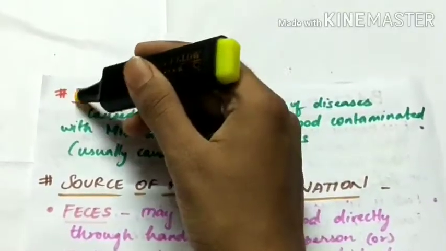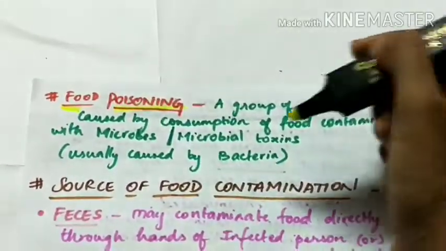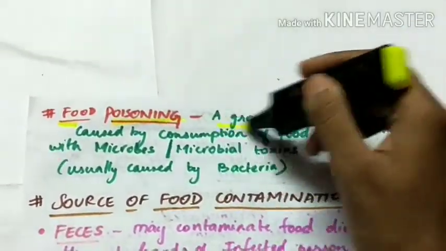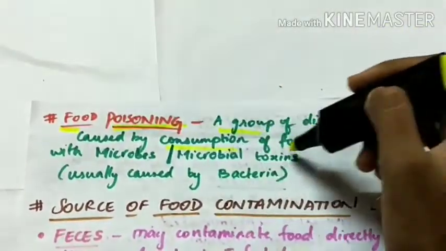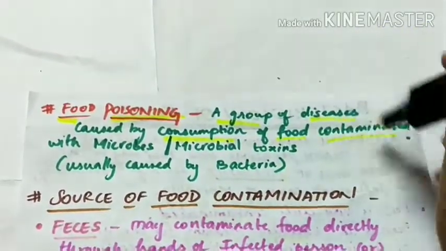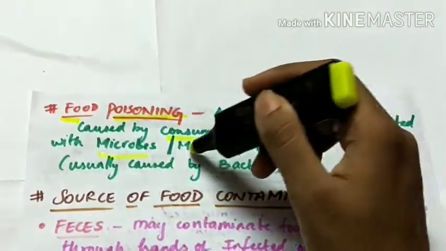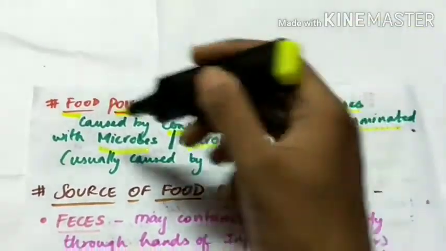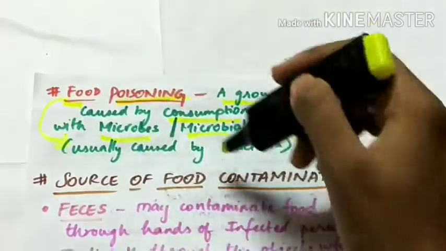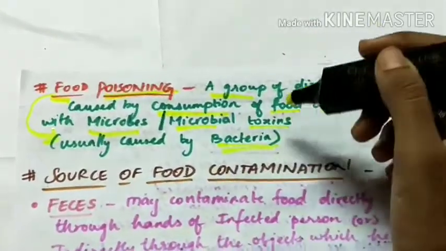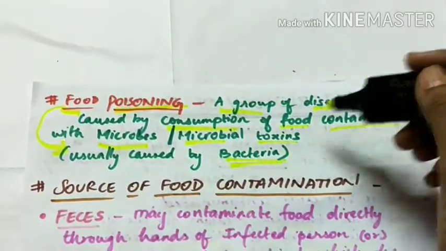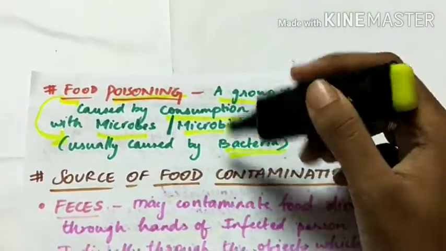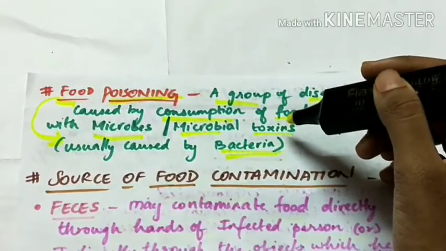The next definition is food poisoning. What is food poisoning? It is a group of diseases caused by consumption of food which is contaminated with microbes or microbial toxins. Food poisoning is usually caused by bacteria. This is called food poisoning: a group of diseases caused by consumption of food containing microbes or microbial toxins, usually caused by bacteria.